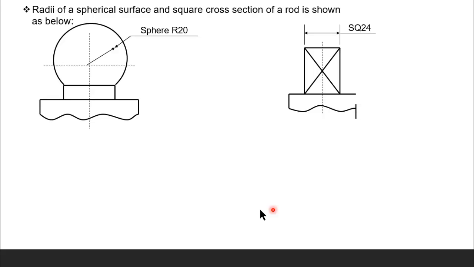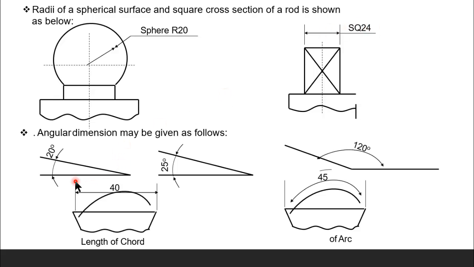Next, for spheres, we can show it like this, and for square columns we can show the information like this by writing the dimension figure, inside or outside. And for angular dimensions, between the two inclined edges, we can show the arrowheads towards the inclination, and we can write the dimension figure outside, or we can write it inside.